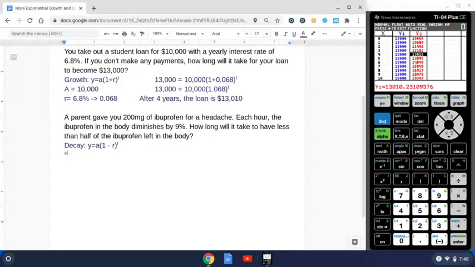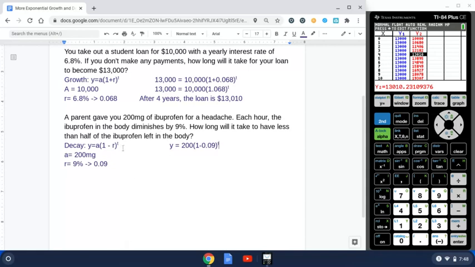So our starting value, how much ibuprofen is starting in the body, that's 200 milligrams. And then our rate, it says it diminishes by 9%. Make that into a decimal, 0.09. And now we can plug it in. So I have y equals, A is 200 times 1 minus 0.09, all of that to the t.